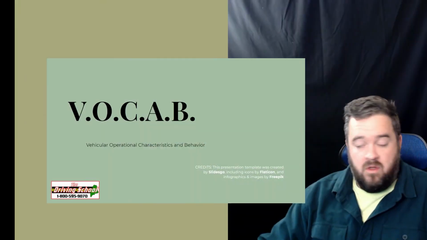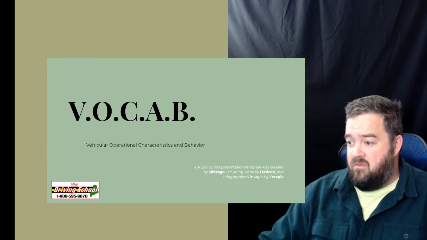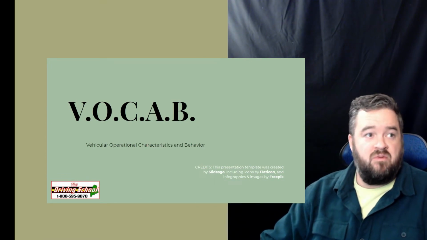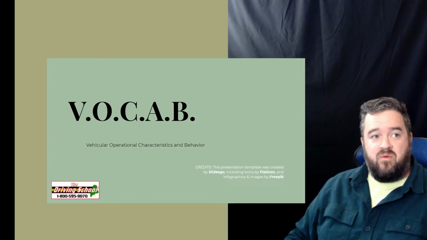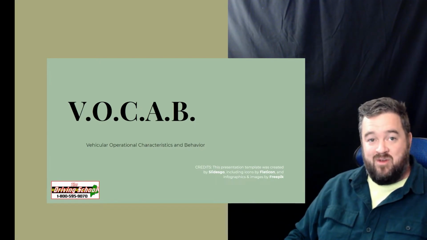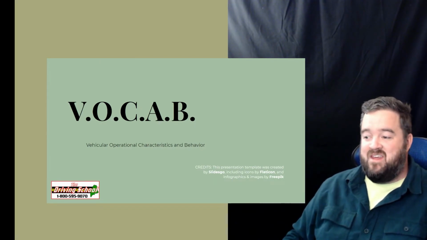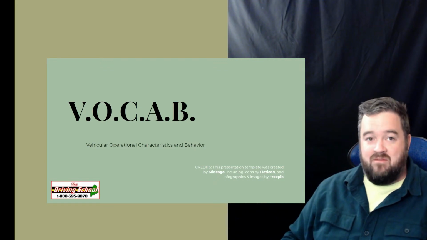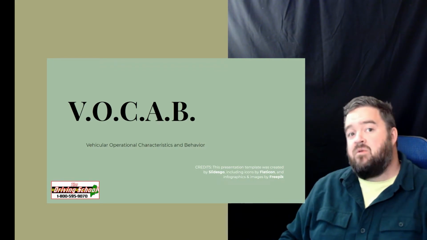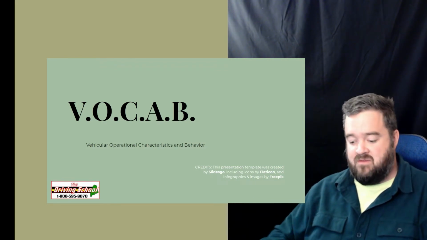What does that look like? Let's get into it. So, Vocab stands for Vehicular Operational Characteristics and Behavior. I'm going to go over that again. Vehicular Operational Characteristics and Behavior. Does that really matter? No. The idea is to brand it and call it Vocab. What is it? I already told you. You're looking at the risk assessment of a certain car.